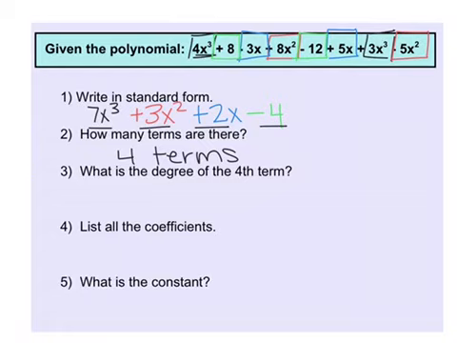So number 3, what is the degree of the fourth term? Well, the fourth term was this negative 4. And remember, anything that does not have an exponent has an imaginary 1 there. So the degree of the fourth term is an imaginary 1.